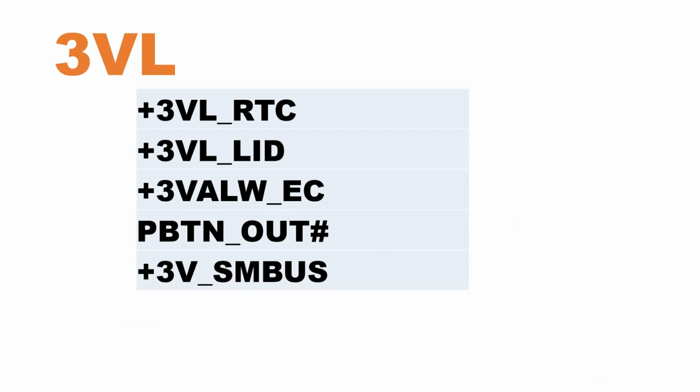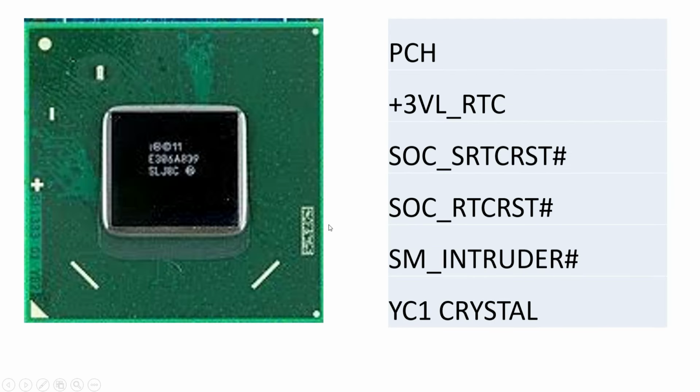After this 19VB starts, the step-down IC will become active. Once this is active, we will get the 3VL voltage, the LDO voltage. Once this 3VL comes, it will activate RTC, lead, EC, power button out and SM bus. Again, these sub voltages become active once VL comes. One more thing: the lead voltage will come from the battery side. After the 3VL comes, the PCH will become active and it will activate the crystal.